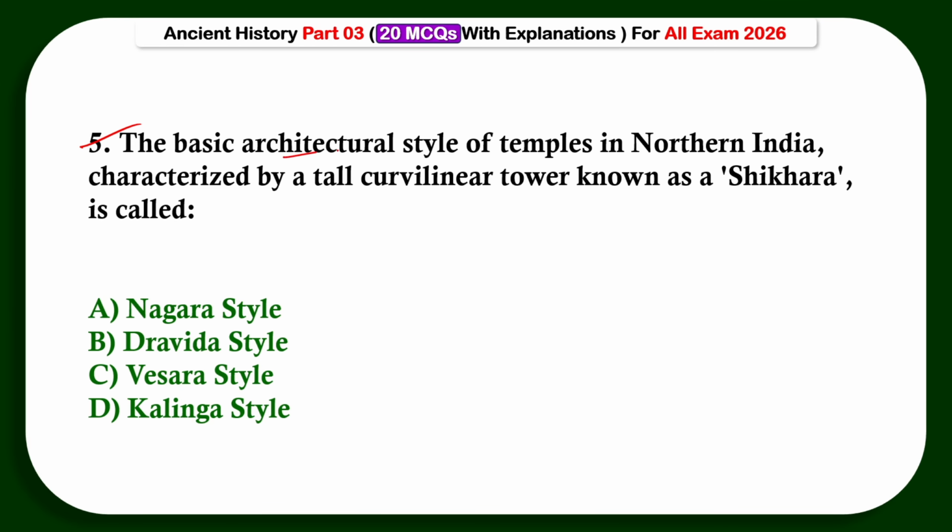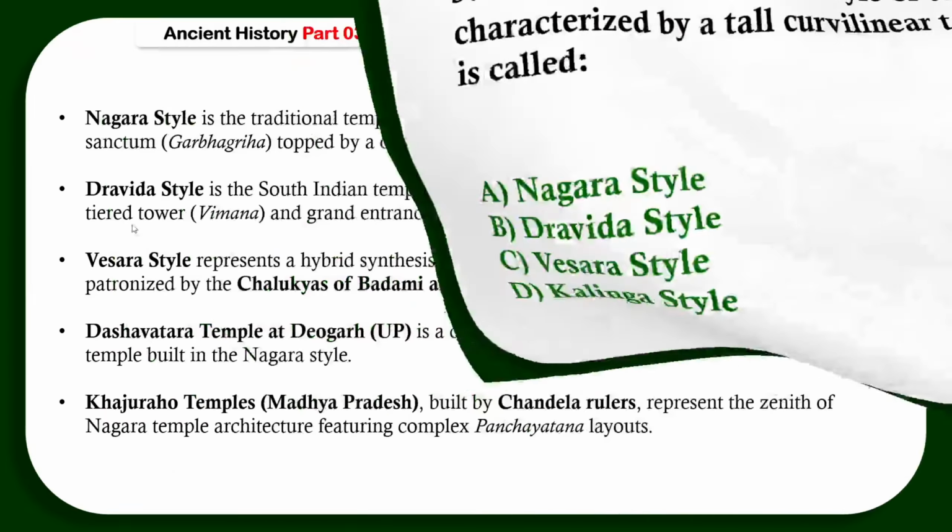Question number 5. The basic architectural style of temples in northern India, characterized by a tall curvilinear tower known as Shikhar, is called? Option number A, Nagara style.